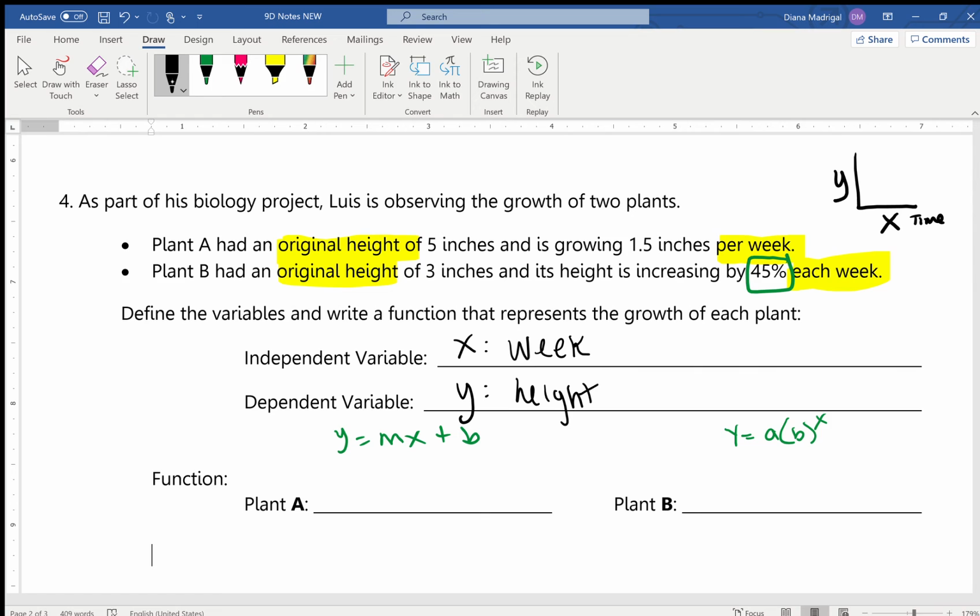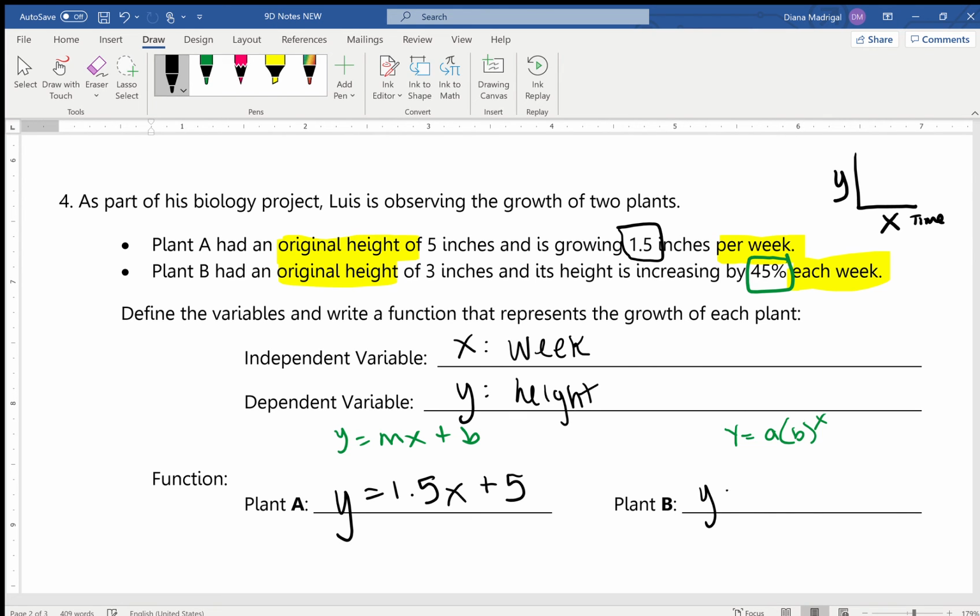Let's write the function for plant A. y equals, again, m is the slope. How much is it changing per week? It's changing 1.5 inches. So it's going to be 1.5x plus your b, which is your y-intercept, your initial, which in this case is your original height, which is 5. And that's it.